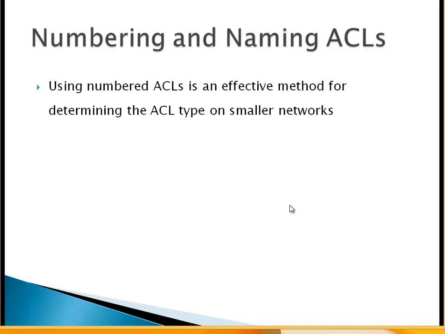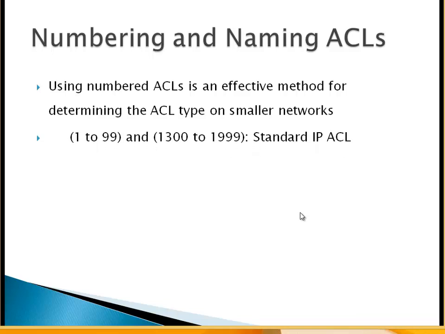Using numbered ACLs is an effective method for determining ACL type in smaller networks. So if you have a very small network and you're only going to have three or four access lists, then numbered is fine. But if you have a very large access control list, then numbered is not good. You have to name them, because it's not going to make sense what access list 1, access list 2 and 3 are meant to be doing. So it's best to name them.